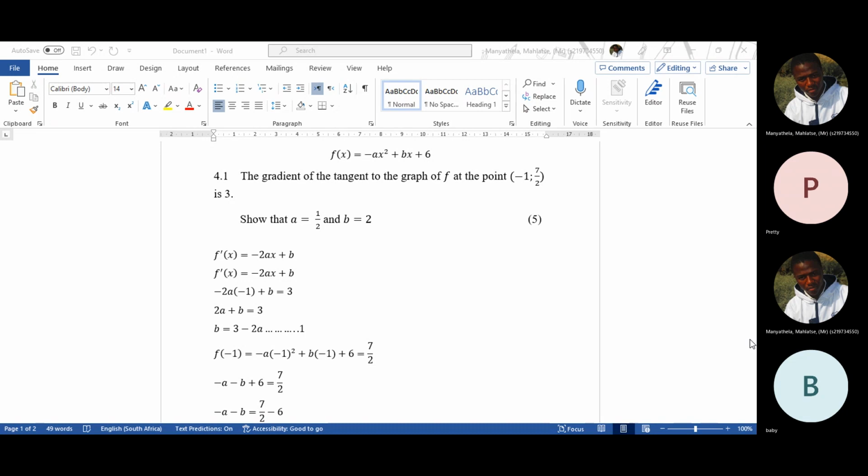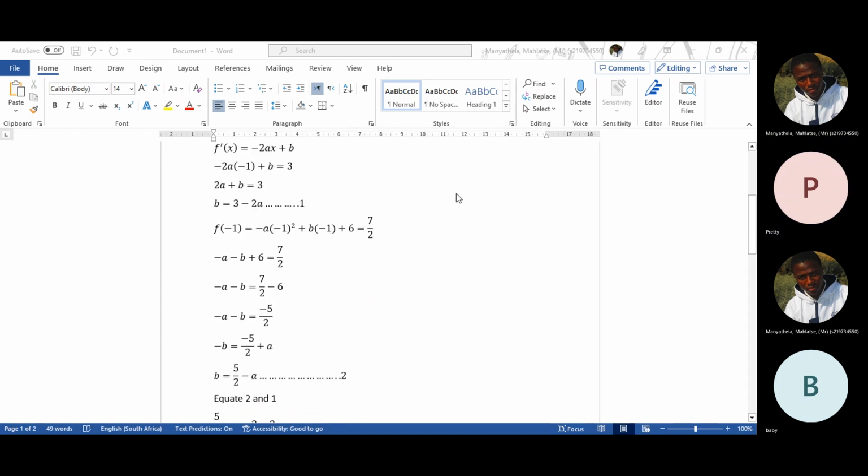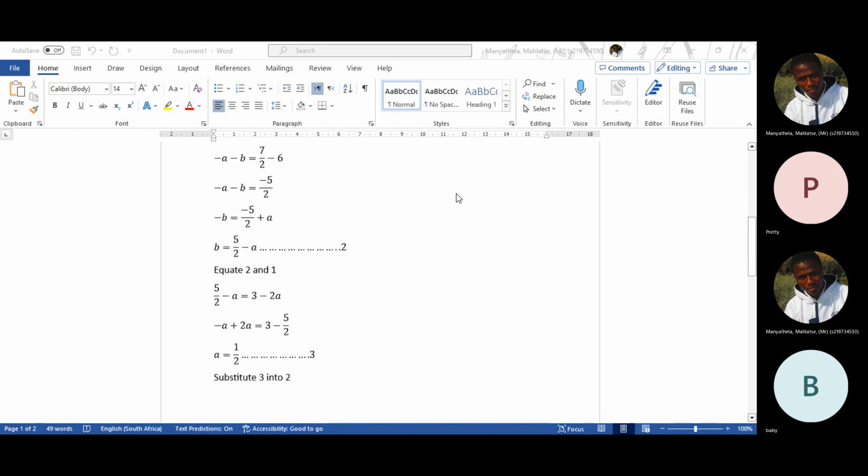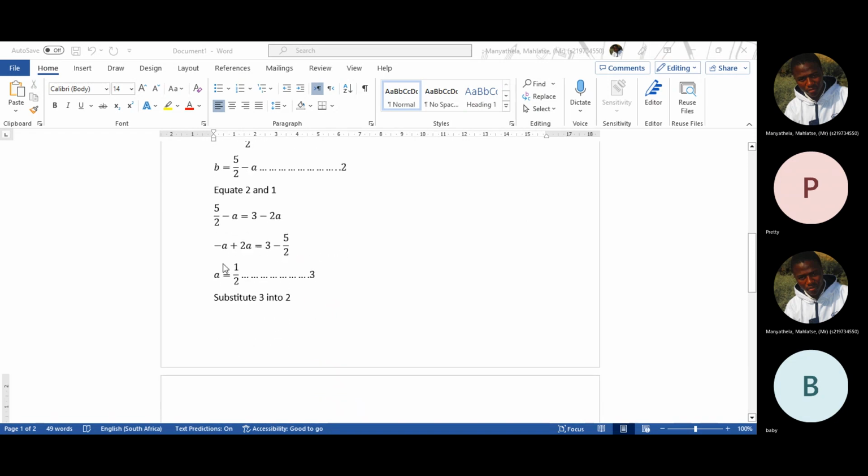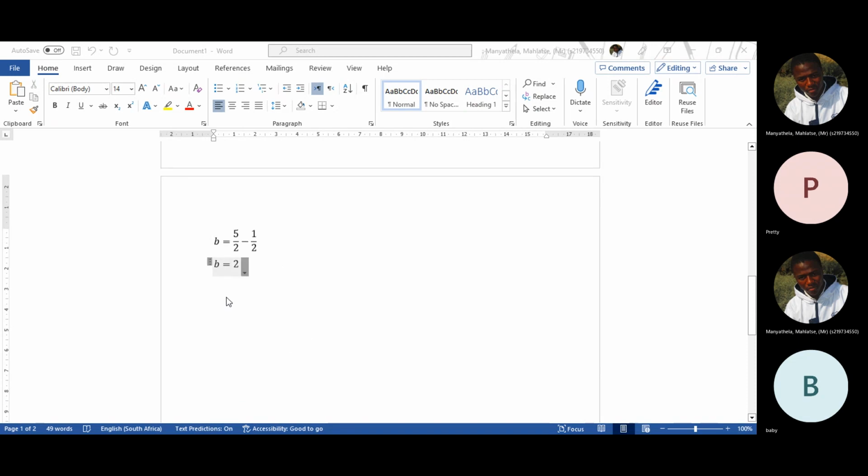Okay, the value of x, which is negative 1, we plug into the original equation, equating it to the value of y, which is 7/2. So a equals 1/2, b equals 2. So we can proceed to the next question.